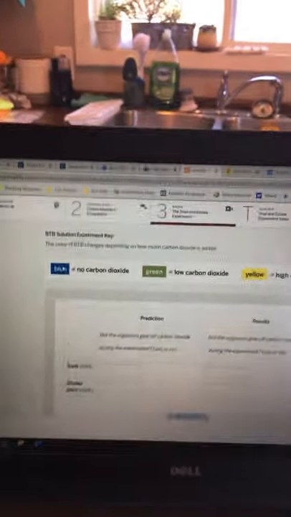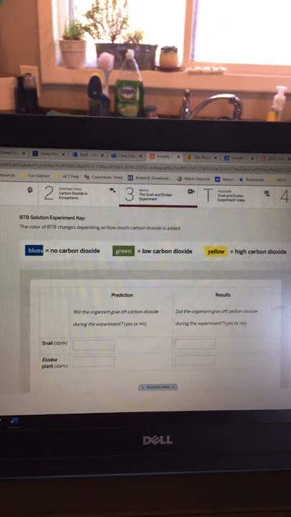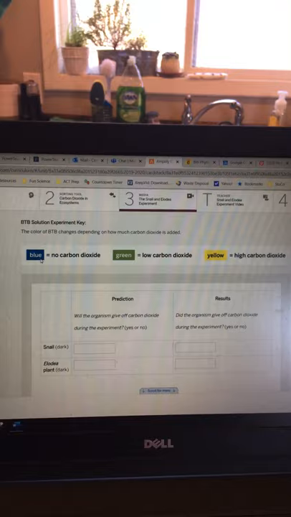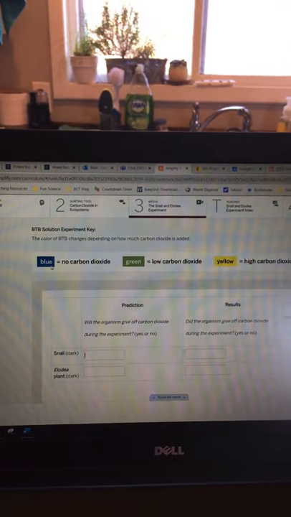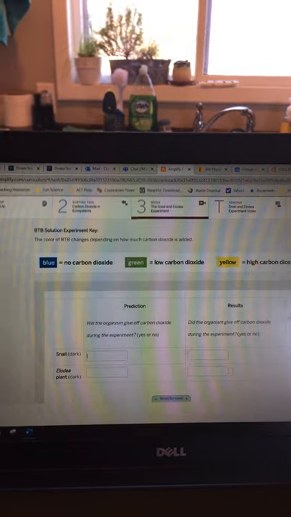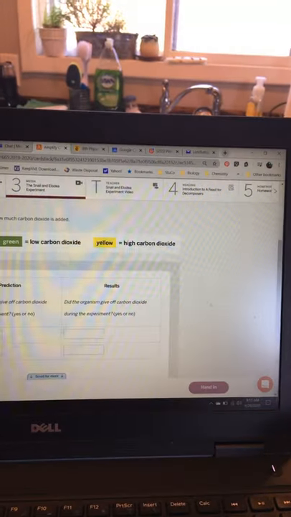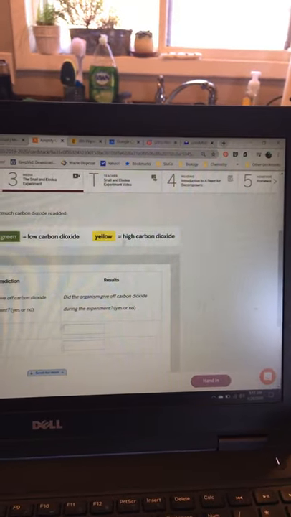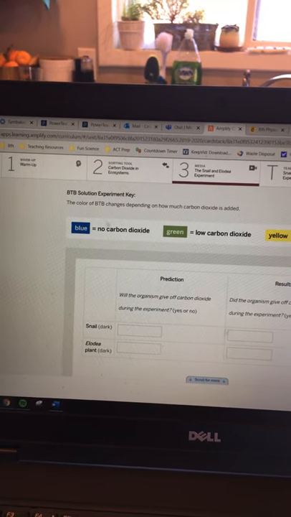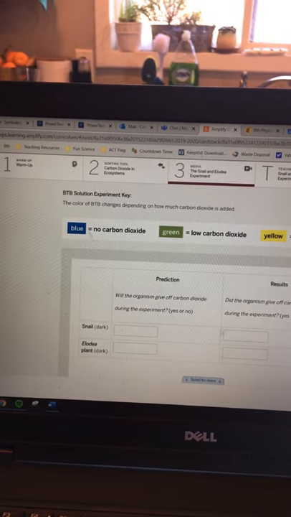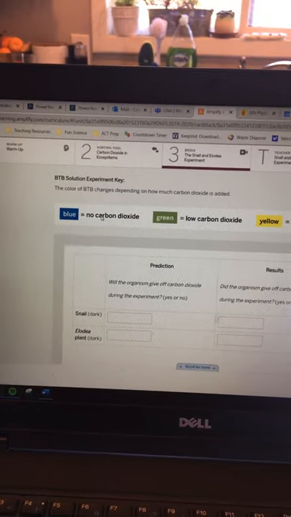So what your results would look like is, if that organism, so either the one that has nothing in it, your control, the snail or the Elodea, produces a lot of carbon dioxide, that bromothymol blue will turn yellow. So the vial will be yellow when we're done with this. If it produces a little bit of carbon dioxide, it's going to turn green. And if it produces no carbon dioxide or uses up all the carbon dioxide, that vial will stay blue.